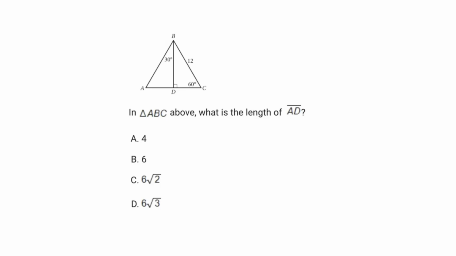In triangle ABC above, what is the length of AD? Okay, so first off, let's measure a couple angles. So we have a 90-degree angle right here. Angle BDC is 90, and angle BCD is 60, right?